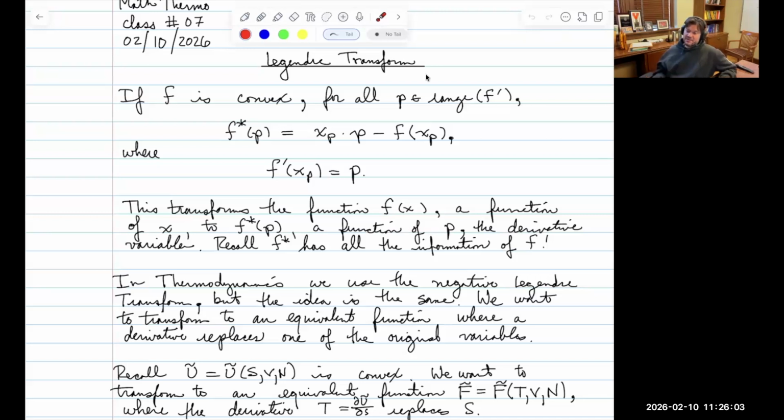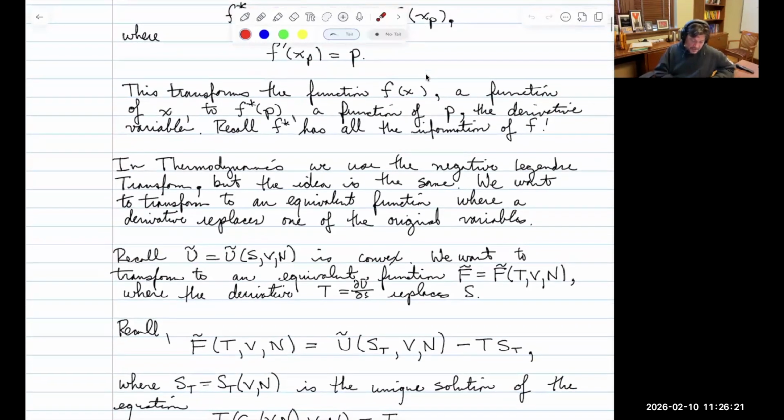This is analogous to taking a Fourier transform of a function. When you take the Fourier transform, you now have a function in k space, which looks a lot different than the original function, but it has all of the same information in there. And if I take the transform twice, I get back to the original function.